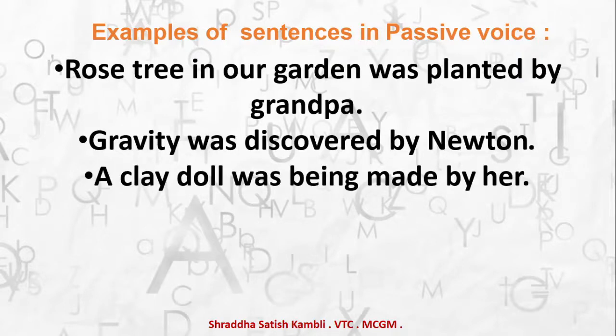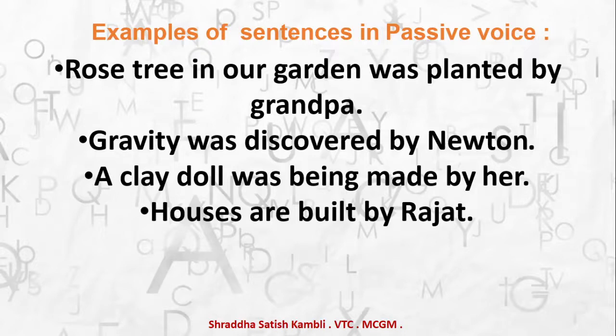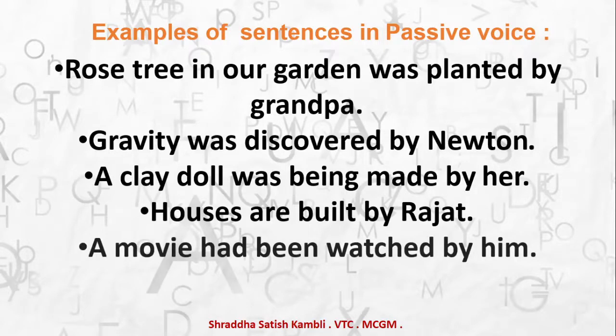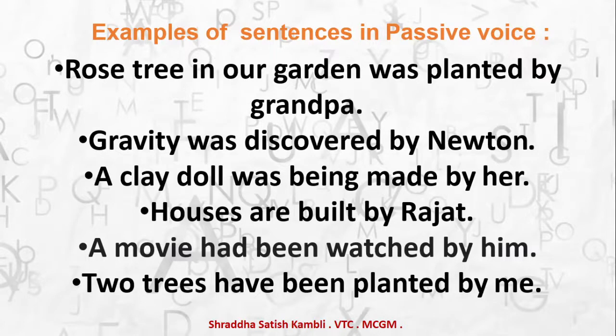Then we have a clay doll was being made by her. Now see here, even if I say a clay doll was being made, it is correct. It will not be wrong. If I do not add by her also, it is fine. Okay, so a clay doll was being made is as correct as a clay doll was being made by her. Now she is the subject here. So see, we are not giving too much importance to the subject. Then we have houses are built by Rajat. A movie had been watched by him. And finally, we have 2 trees have been planted by me.